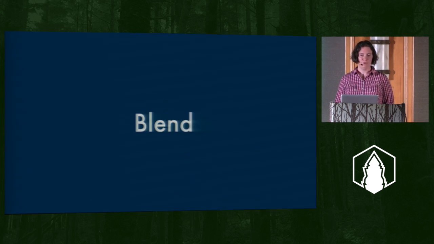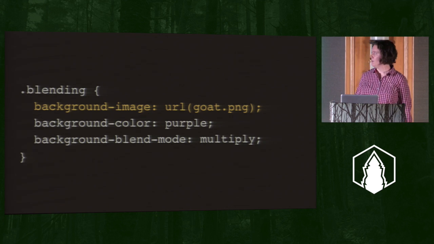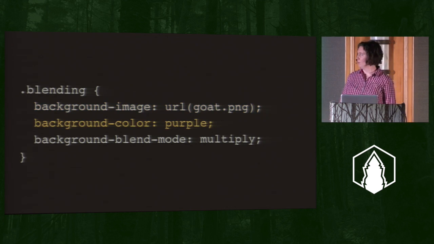Blend is another thing that you can do in CSS, not in Sass. It's pretty interesting. It's newer in CSS. Background blend mode is actually the name of the property. And what this does is it blends a background image with the color or image in front of it. So you start with an image. Here I have background image goat.png. And then I have a background color. I've picked purple. And then you choose a background blend mode.